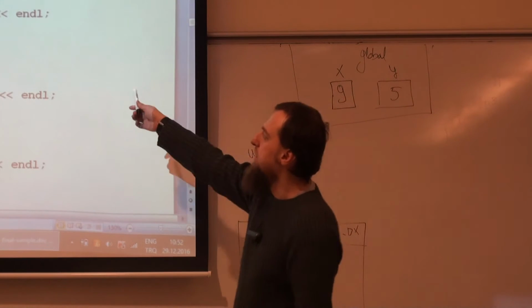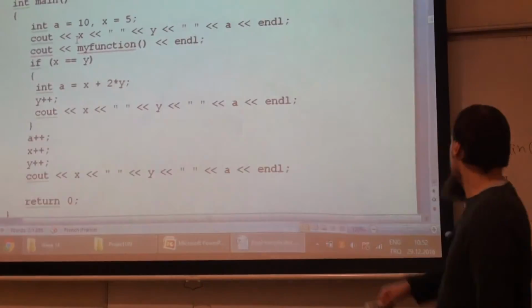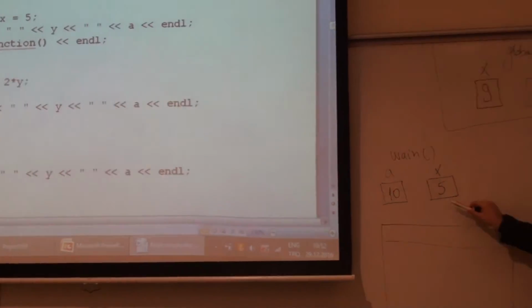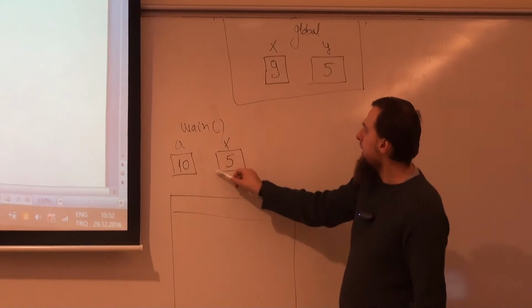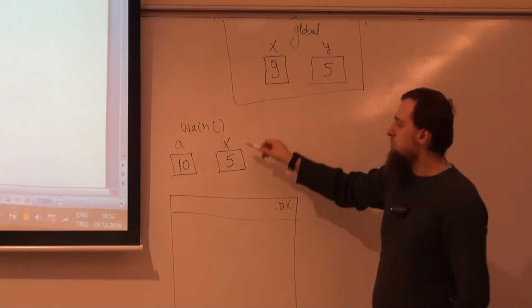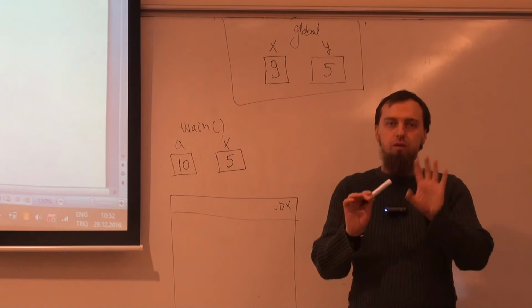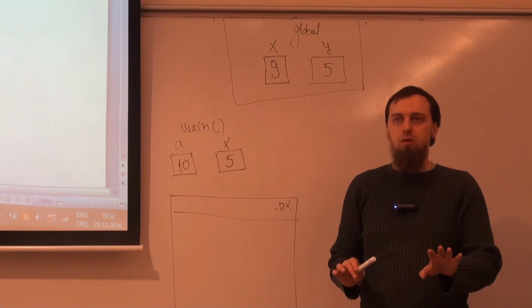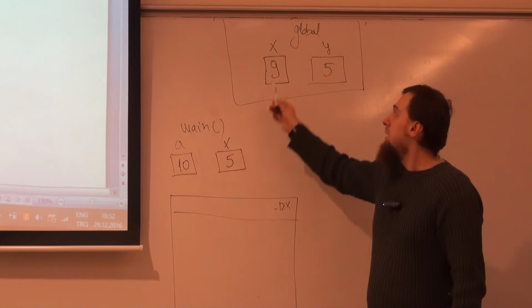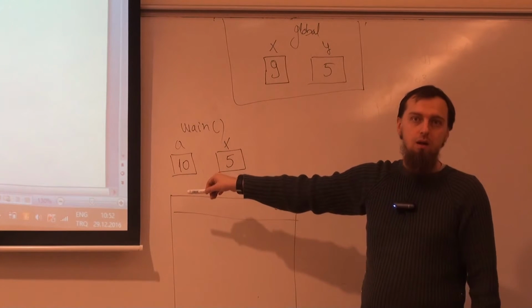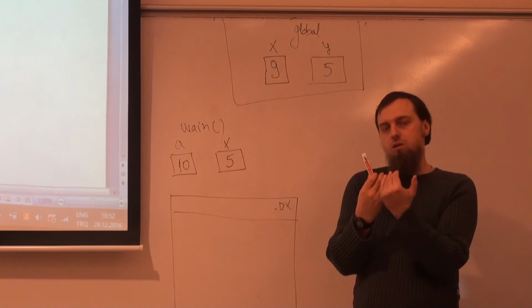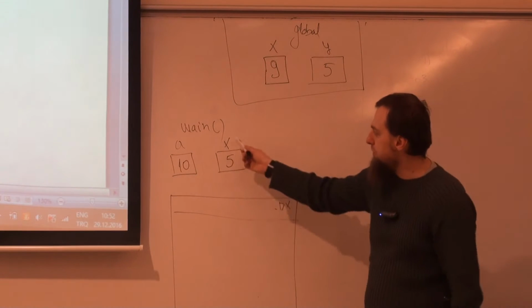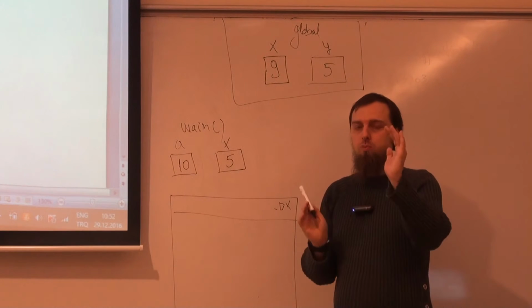I execute this line, cout x, y, a. I'm printing x first, then y, then a. But we have two x's, one x here and one x here. Which x are we going to print? And both of them can be seen from main. What do you think? The global one? I'm afraid you're wrong. You always go with the one that is closer to you. Okay? So you print this one first.